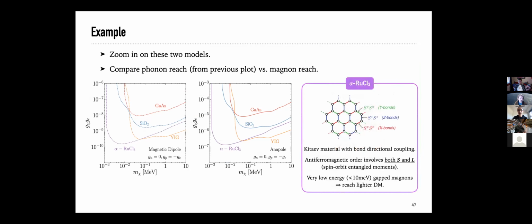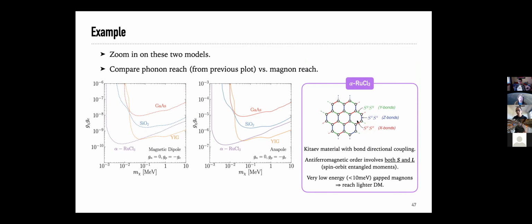For the other target, we entertain the possibility of using a more novel material called alpha ruthenium trichloride. This is one of the Kitaev-type materials that has been studied quite intensively in the recent condensed matter community. The interesting thing about this material is that there's a honeycomb lattice and the couplings are bond directional, meaning that these bonds are shown in 3 different colors.